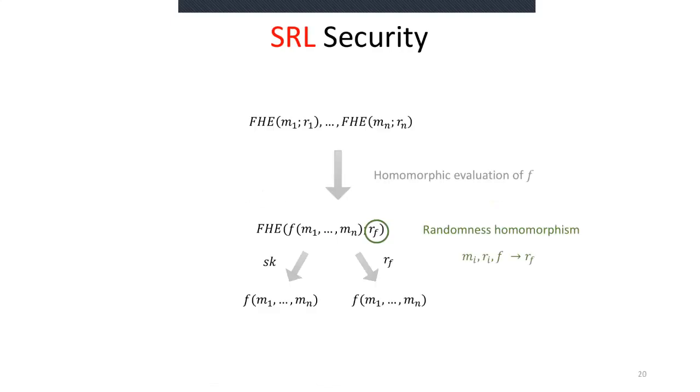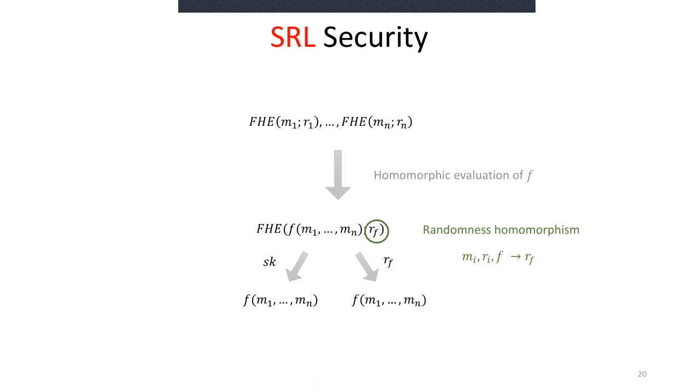Now let me tell you more about this SRL security. Take an FHE encryption scheme for bits. So the messages m1 and m2 up to mn are bits, and these encryptions, these ciphertexts, have been computed using the randomness r1 up to rn. Because it's an FHE, it's possible to homomorphically evaluate any function f, and the result will be an evaluated ciphertext, which is an FHE encryption of f evaluated on m. And when doing this homomorphic evaluation, this will also change the randomness of the evaluated ciphertext.